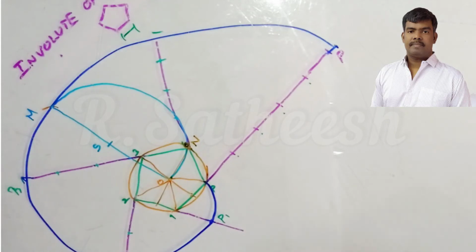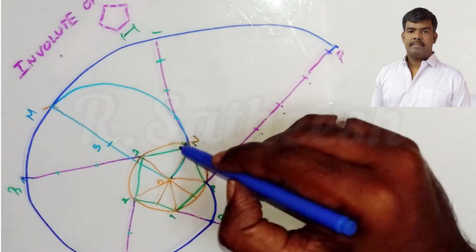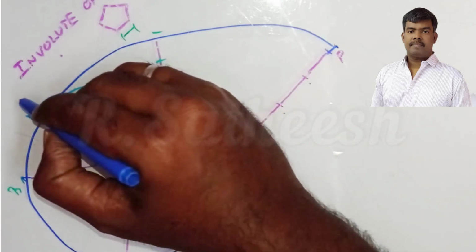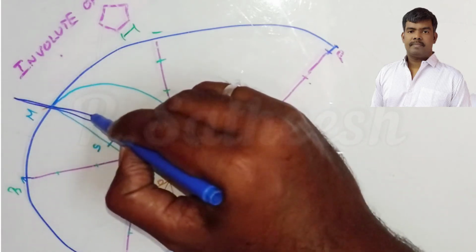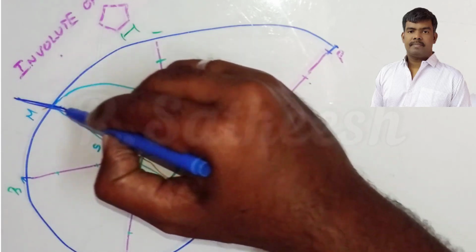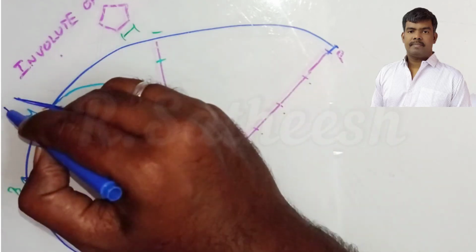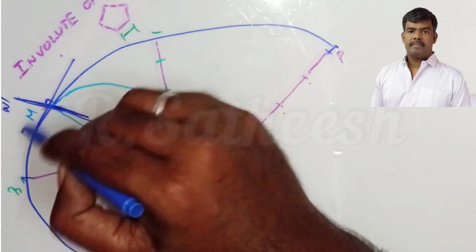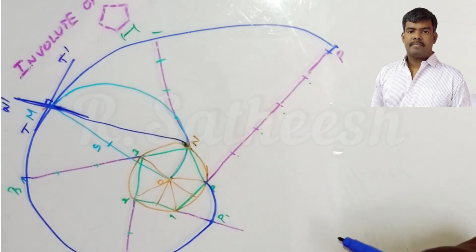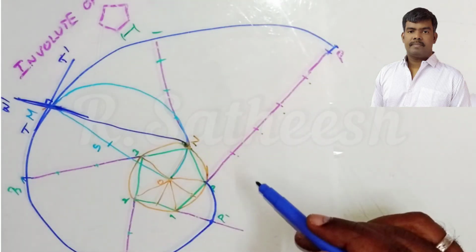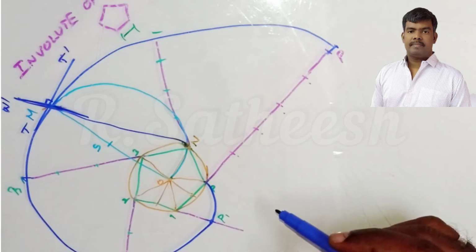Now join N and M and extend it a little bit, so this is the normal, clear? N dash is the normal. Draw the perpendicular line, that is the tangent T dash, clear? So now this is the involute of a polygon, clear?